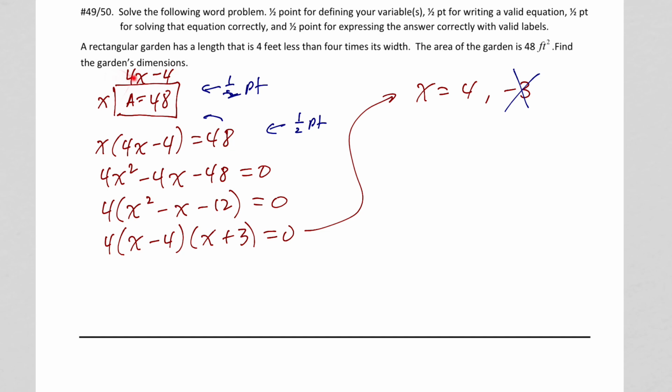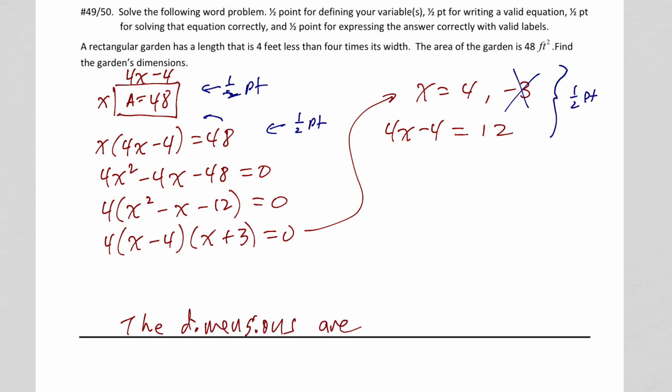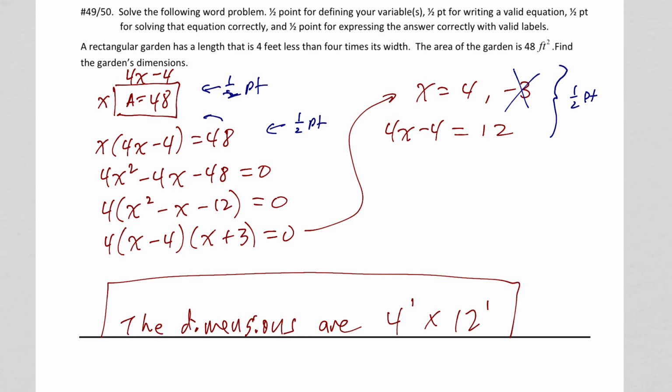That's the width. To find the length, I go 4x minus 4. 4 times 4 is 16, minus 4 is 12. So the dimensions are, and by the way, this would all be worth a half a point. And then I have the dimensions are 4 feet by 12 feet. And that would be worth a half a point. And that's it.